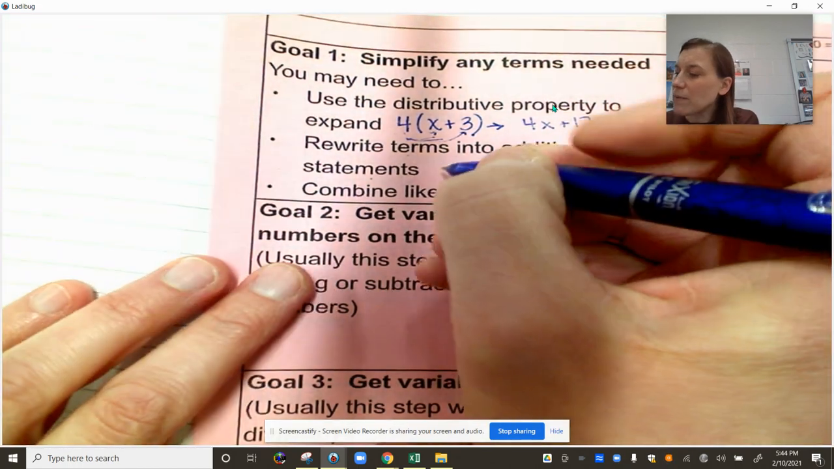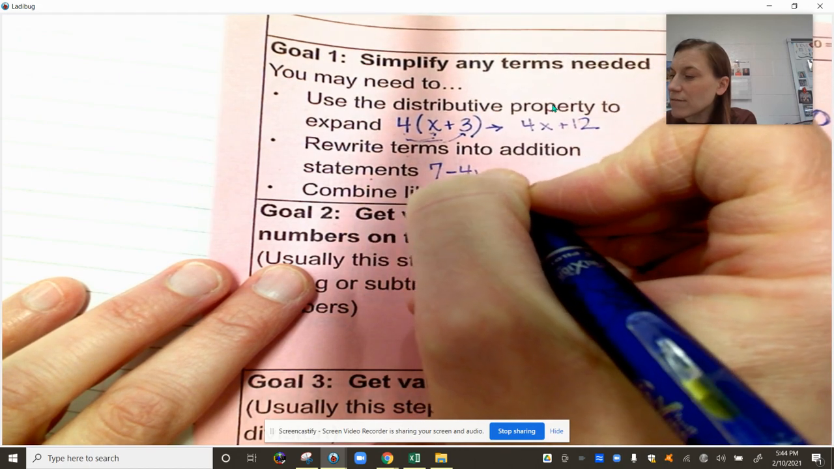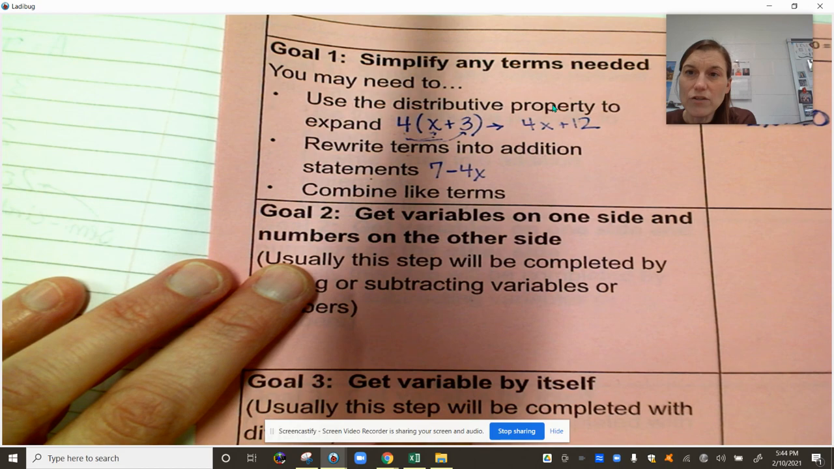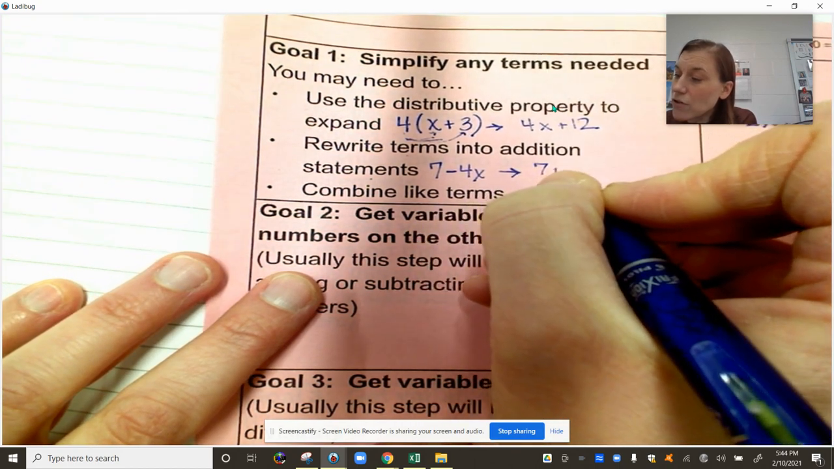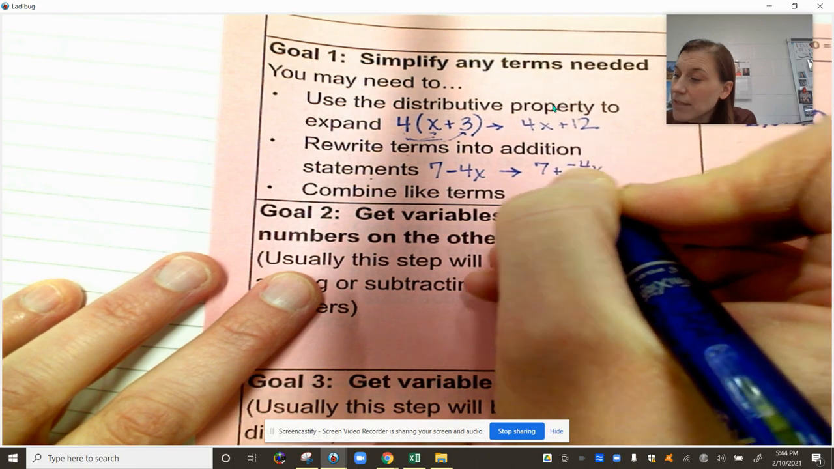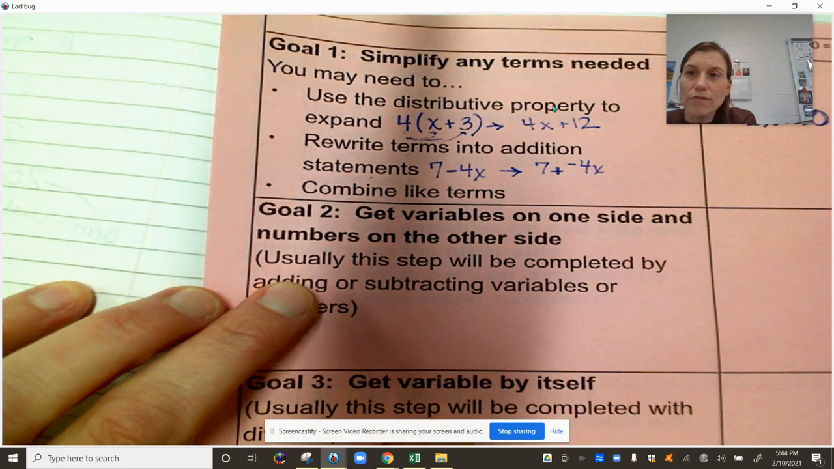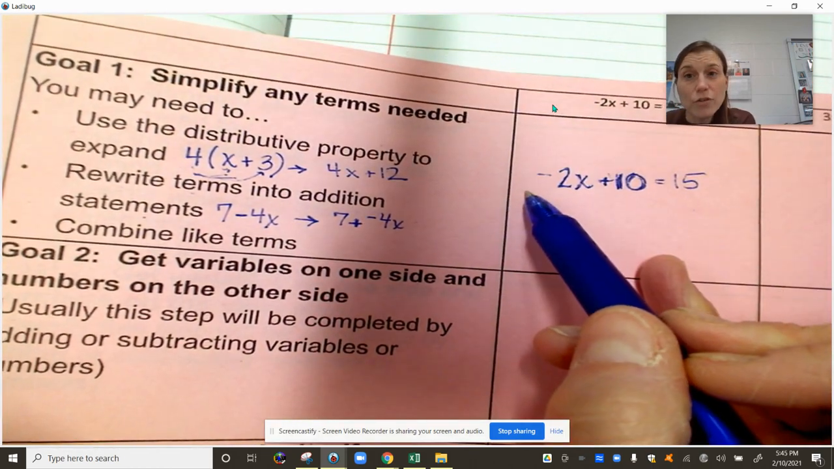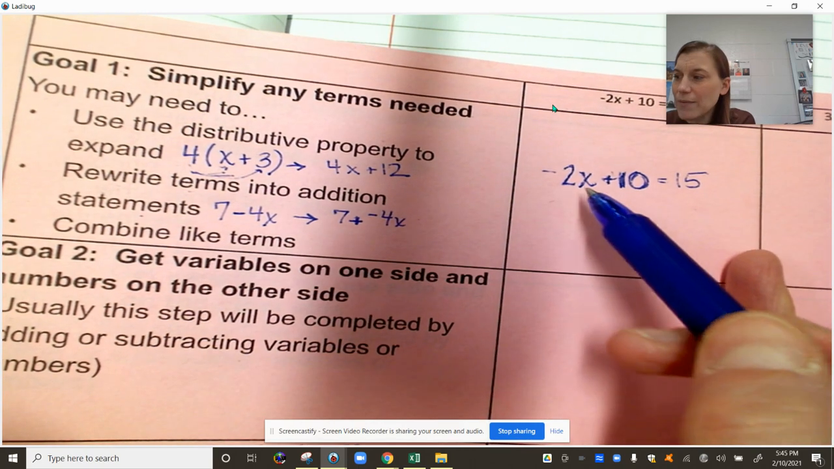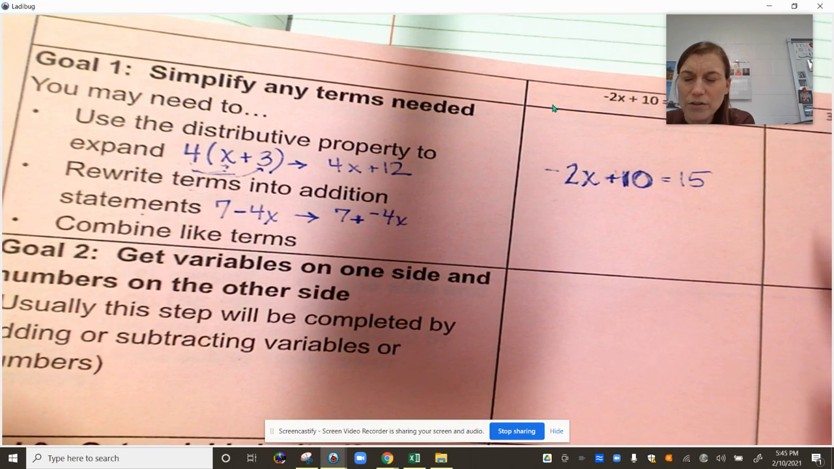The next suggestion is write terms into addition statements. That might be if you had something like 7 minus 4x on one side of the equation. You might want to change that to 7 plus negative 4x. That might make it easier to solve. But if I look here, I don't really have subtraction. I have a negative 2x, but that would be changing to subtraction, and I don't want to do that. It already is addition, so I should leave it.